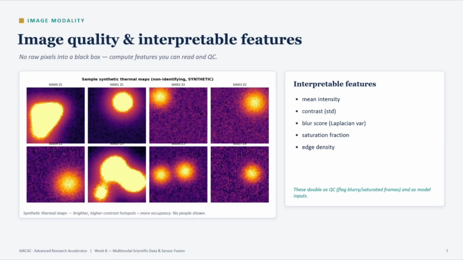Instead of immediately giving raw pixels to a complex black box network, we first extract simple, interpretable features. For example, mean intensity, contrast, blur score, saturation fraction, and edge density. These features serve two purposes. First, they help us characterize the image. Second, some of them help us detect quality problems. For example, if an image is extremely blurred and saturated, we should know that before using it for modeling.